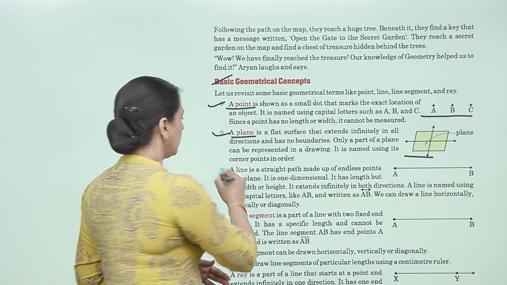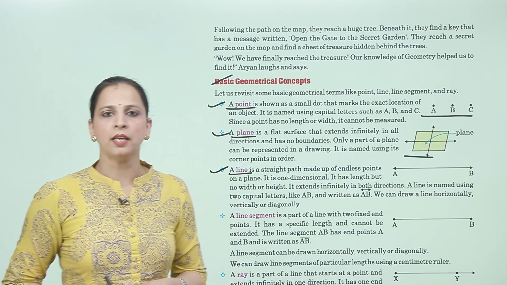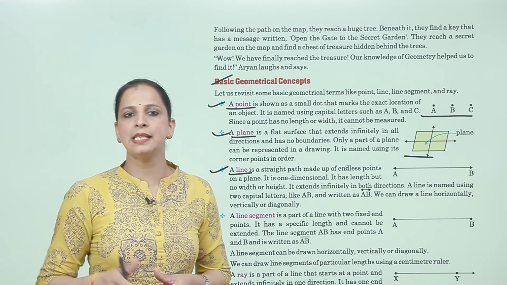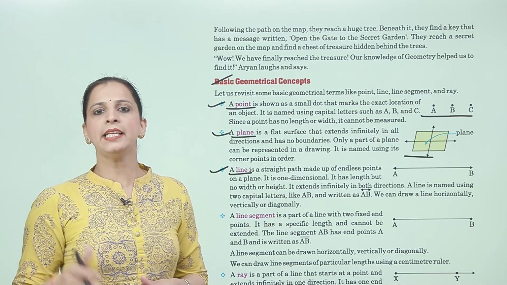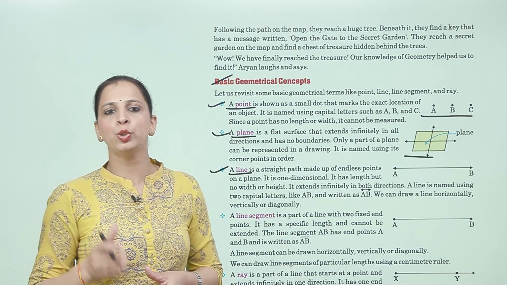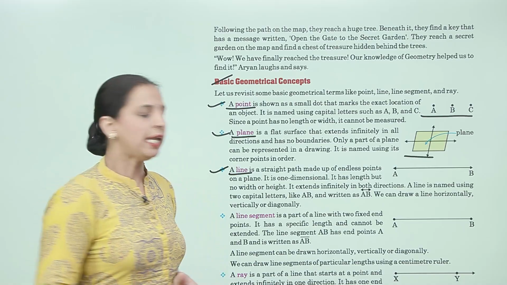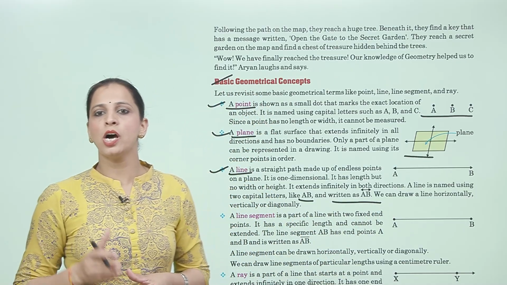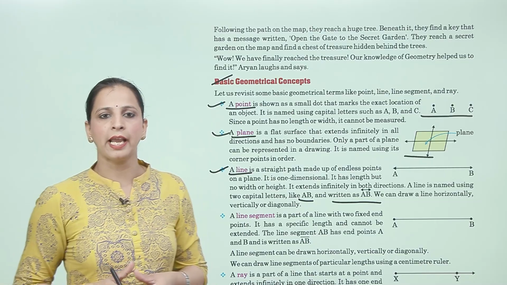Next, a line. A line is a straight path made up of endless points on a plane. It is one-dimensional. It has length but no width or height. It extends infinitely in both directions. A line is named using two capital letters like AB and written as line AB. We can draw a line horizontally, vertically or diagonally.